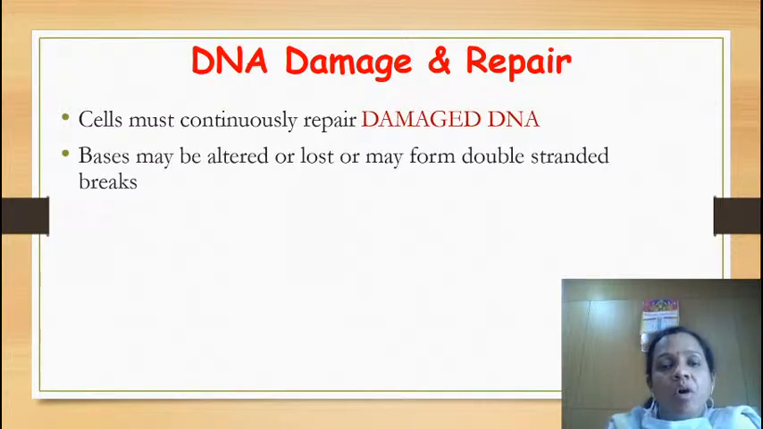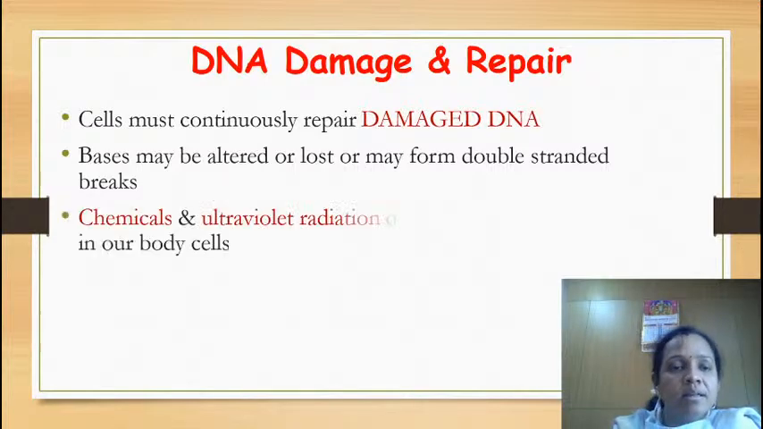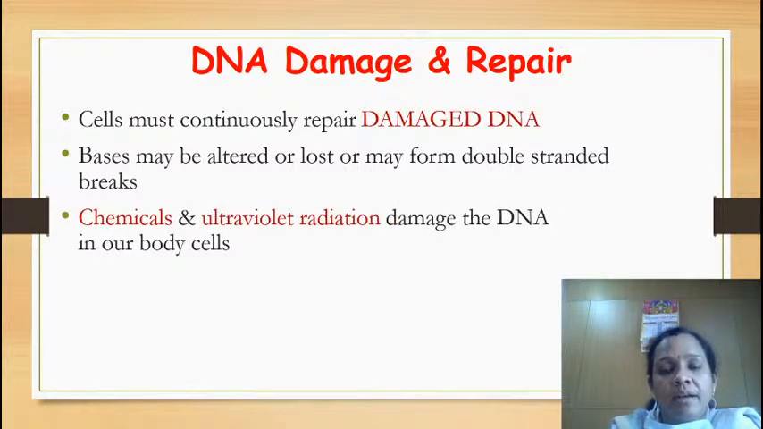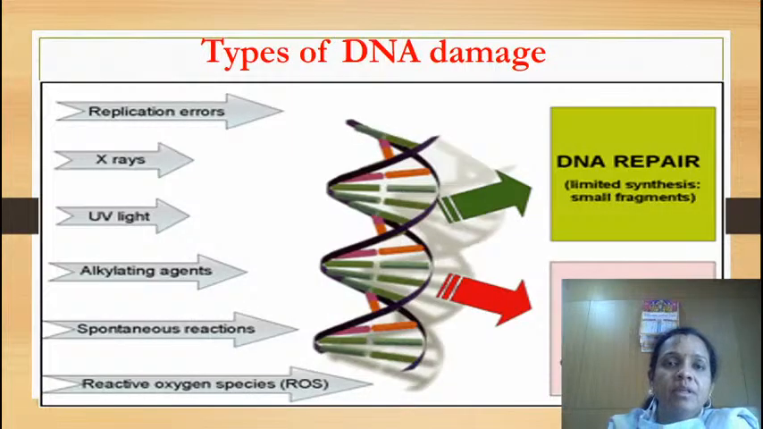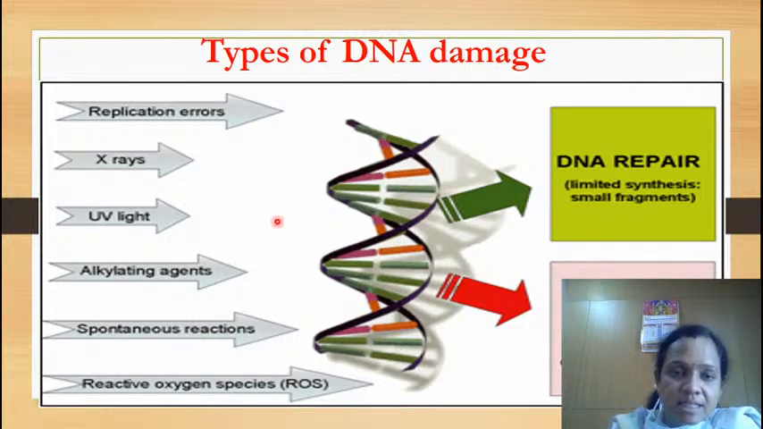The bases may be altered or lost or may form double-stranded breaks. Chemicals and ultraviolet radiations damage the DNA in our body. If the damage is not repaired permanently, it can lead to mutations that will lead to cancers. What are the various types of damages that a DNA is susceptible to?